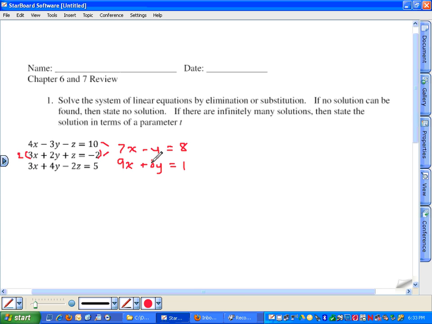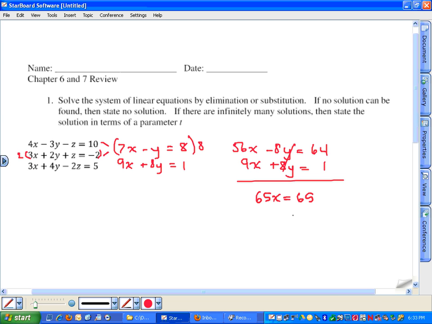So now looking at this, we need to eliminate, it looks like the y variable is going to be easiest. So if I multiply the top equation by 8, that's going to turn this into 56x minus 8y is equal to 64. And over here we have 9x, the bottom equation didn't change. So adding this now gives us 65x equals 65. So x is equal to 1.